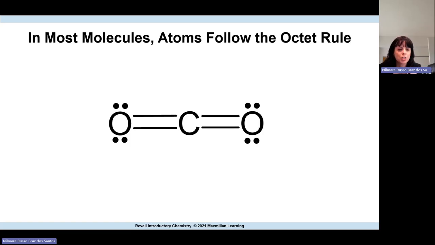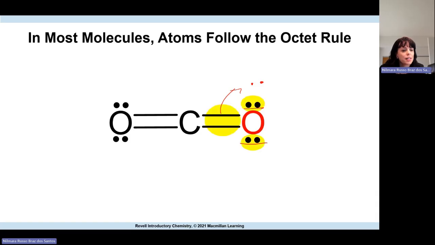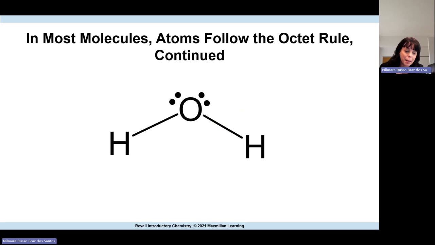For example, consider a CO2 molecule over here. In this molecule, the carbon atom forms 4 bonds, right? And if you count, we have 1, 2, 3, 4, 5, 6, 7, 8, because remember, each dash is one pair of electrons. So they are happy. If you go to the oxygen, I have 2, 4, 6, 8 electrons. And the other one will be the same.